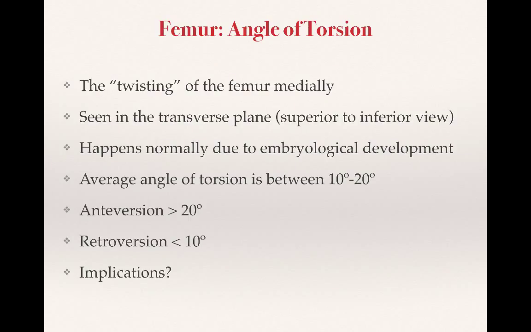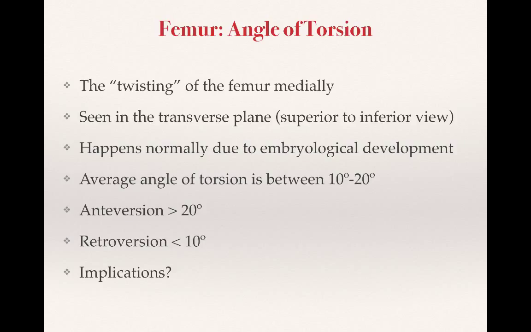Angle of torsion refers to the medial twisting of the femur, and this is seen best in the transverse plane. This happens as an embryo develops into a fetus. We've already briefly talked about this, but the legs rotate inward so that the body can assume the fetal position, and it's this rotation that leads to angle of torsion at the femur. The average angle of torsion is anywhere between 10 and 20 degrees. So this one's a little bit more difficult to picture. So we're going to use bones in the labs and in class to help illustrate this.